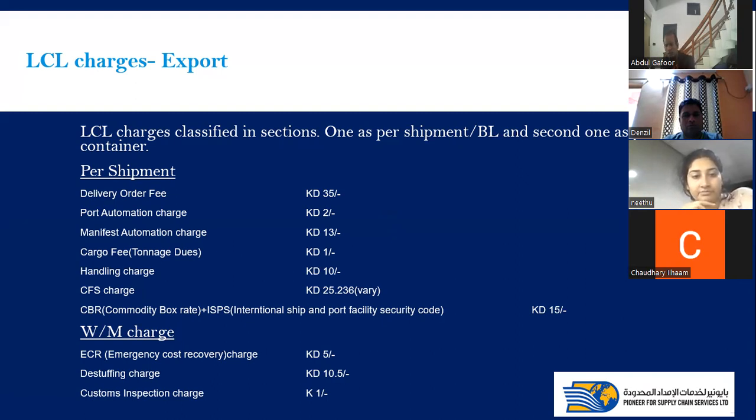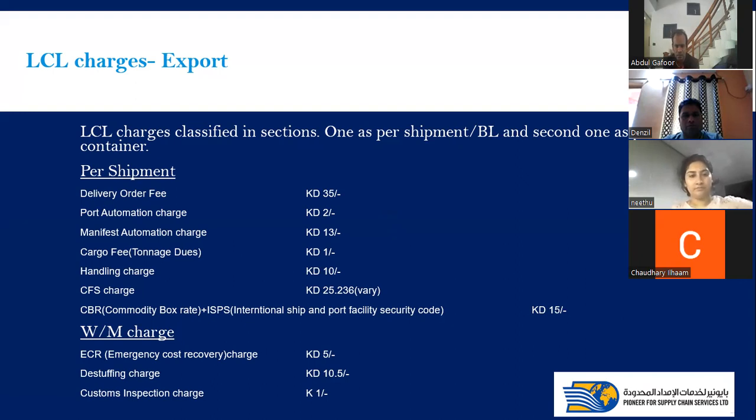CFS charge means, here I just give the example 25,236. You know that maybe there is a particular charge per CBM. So if you have 2.5 CBM or something, they will charge like this, right? The CFS charge, there is a minimum charge. It's per CBM.